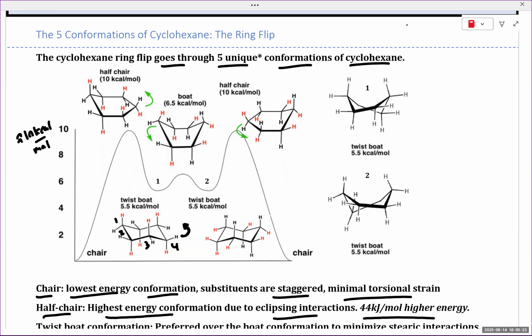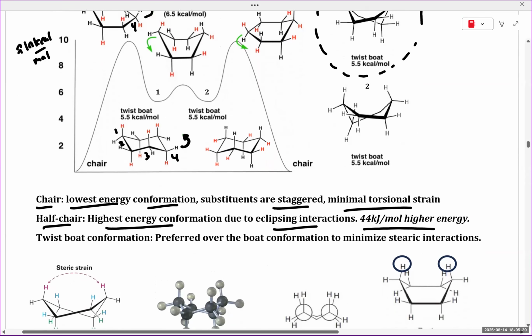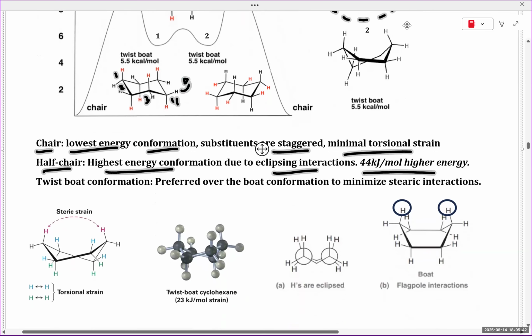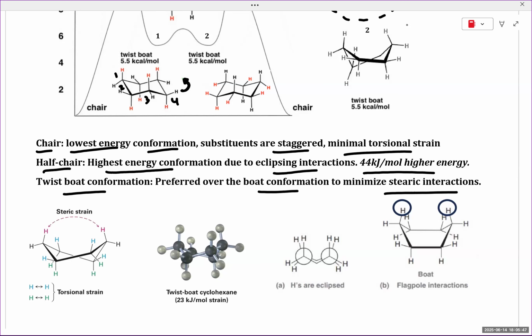Next, continuing on, carbon 4 is brought further up, and this yields what's known as the twist boat conformation, which is shown here. The twist boat conformation is preferred over the boat conformation because it minimizes steric interactions. By adopting this twist boat conformation, we keep these two hydrogens from bumping into each other, and we minimize what's known as a flagpole interaction. So this is what the twist boat conformation looks like.